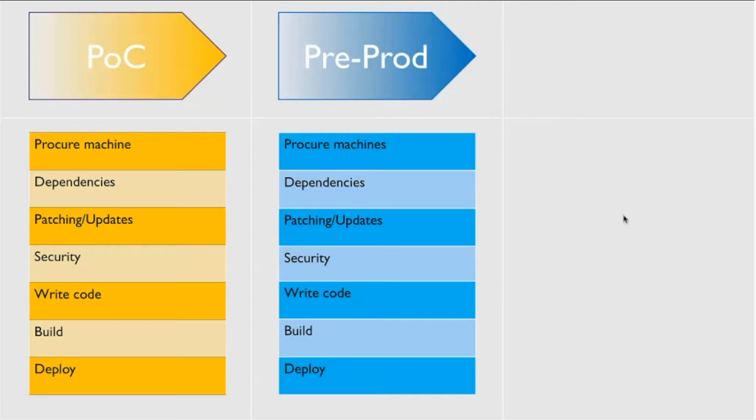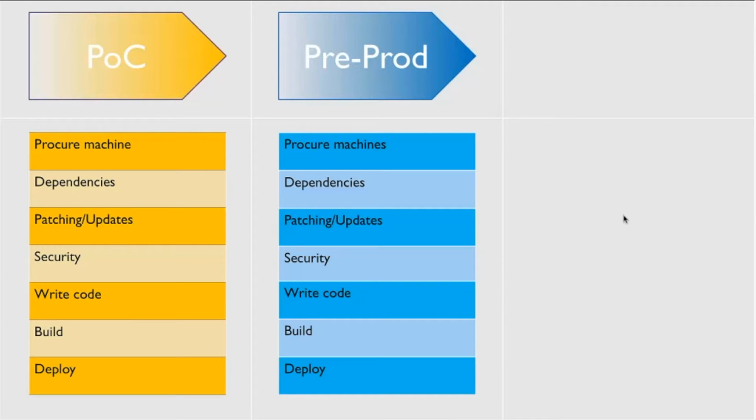Like, the POC might be on your local machine. This pre-prod environment will be a staging environment, or whatever you might be calling in your world, right? You're going to procure more machines, right? You're going to map out the same dependencies, patching, update, security. Again, you're going to write code.